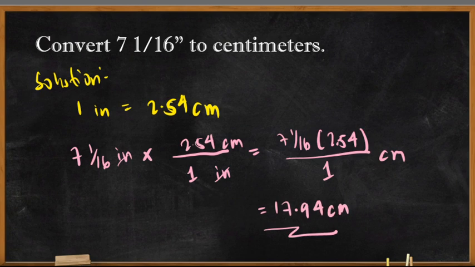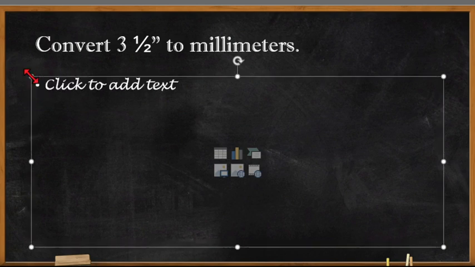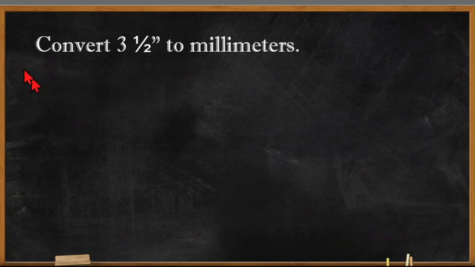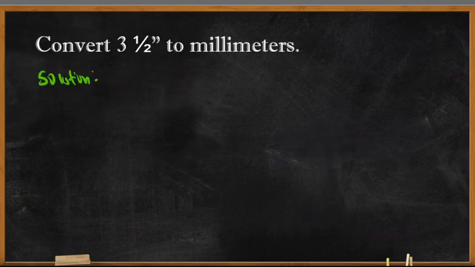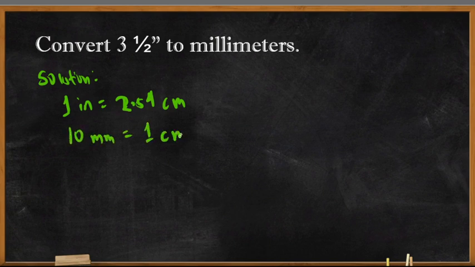Okay, our last example for this discussion will be convert 3.5 inches to millimeters, okay? So solution. Again, for this one, we don't have a direct conversion from inches to millimeters. So we need to use two conversion factors. That will be inches to centimeter and centimeter to millimeters. So going back here, our 1 inch is equal to 2.54 centimeter. And 10 millimeters is equal to 1 centimeter.